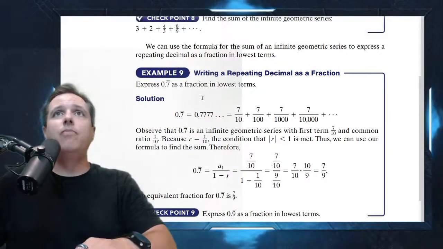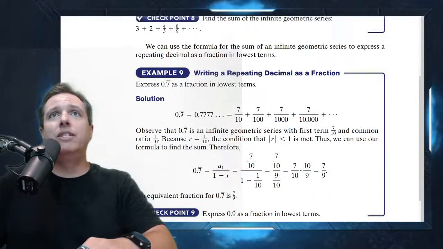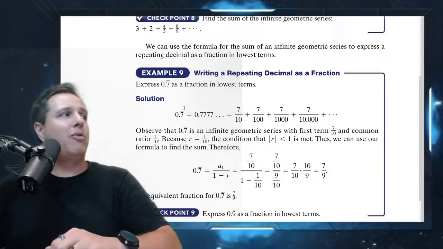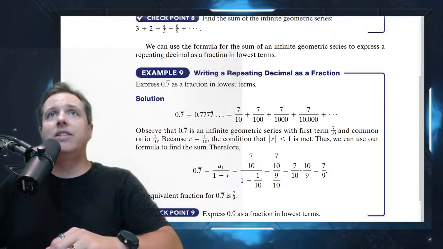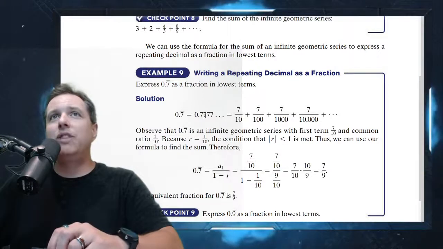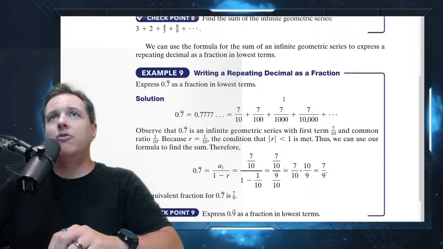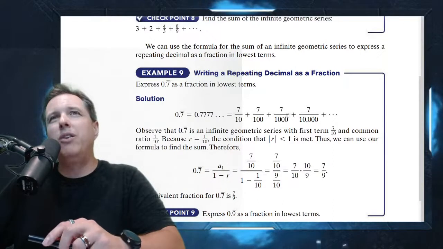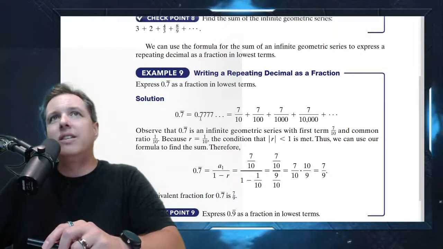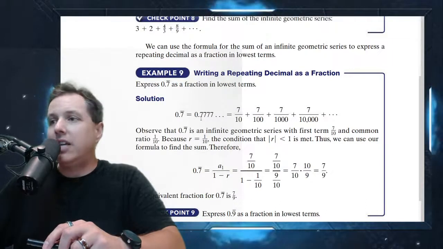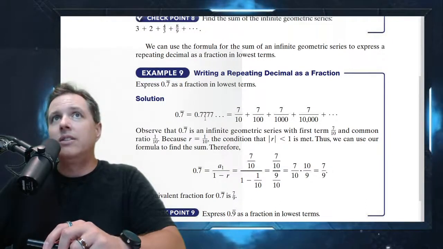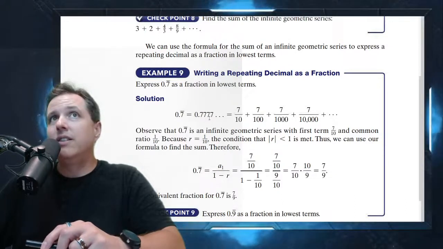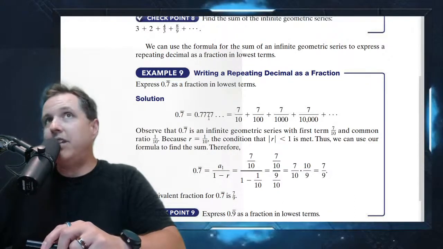So we can turn a number like 0.7 repeating into a fraction. So how do we do that? Well, 0.7 repeating is 0.777777 forever. But if you think about it, that's 7/10ths plus 7/100ths plus 7/1000ths plus 7/10,000ths. And you might go, wait a minute, where are you coming up with those fractions? Well, this is the tenths place, and there's a 7 in it, so that's 7/10ths. This is the hundredths place, and there's a 7 in it, so that's 7/100ths. This is the thousandths place, and there's a 7 in it, so it's 7/1000ths.